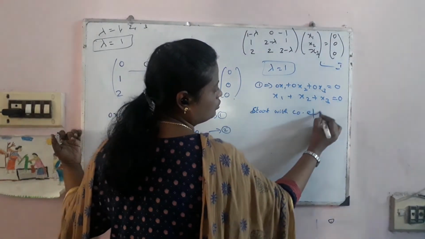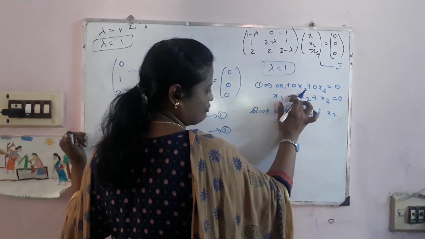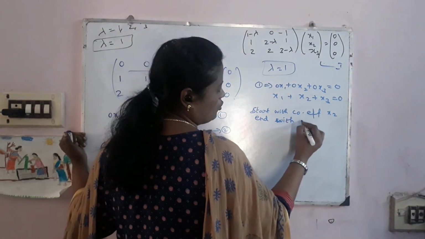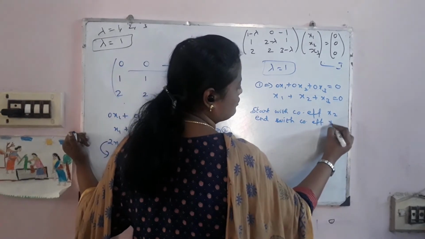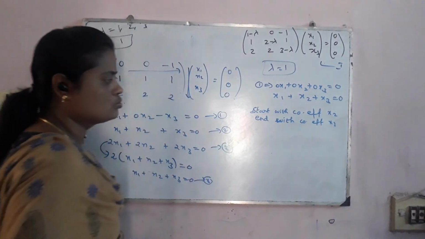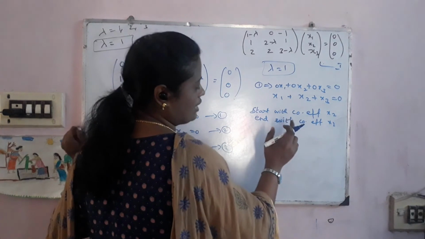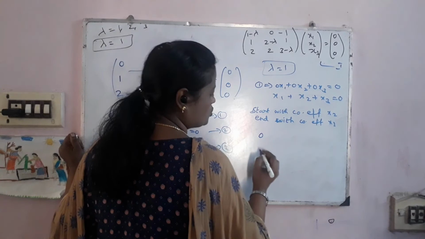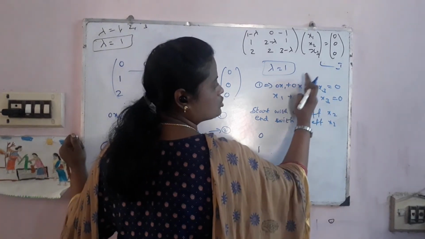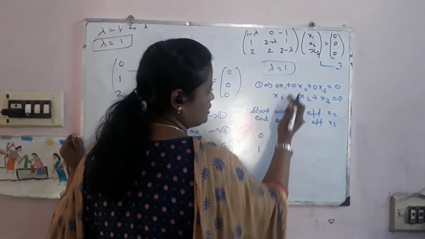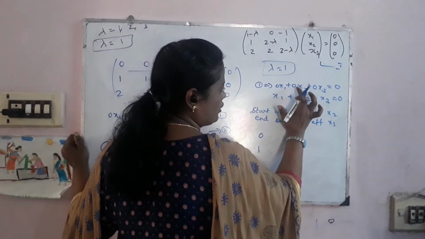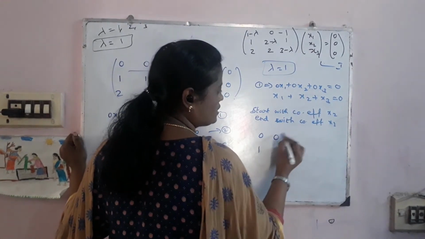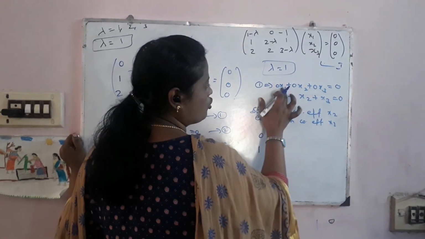the coefficient of x2, start with the coefficient of x2 and end with the coefficient of x2. So this is a procedure for finding the roots. So start with finding the values. Start with the coefficient of x2. The coefficient of x2 is 0, this is 1 and 0. You have to go x2, x3, x1, again x1, x2. So the coefficient of x2 is 0, coefficient of x2 is 1, and the coefficient of x3 is 0, coefficient of x3 is 1.